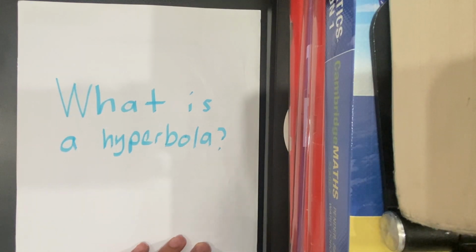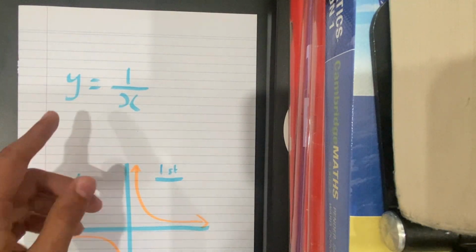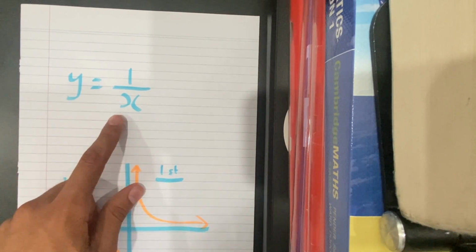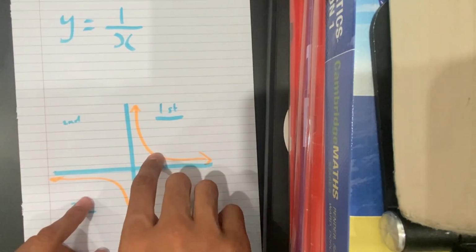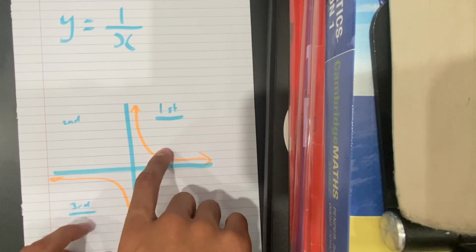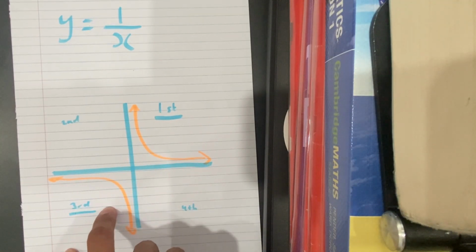So what is a hyperbola? It looks something like this. Y equals 1 on x. It has two branches, one in the first quadrant and one in the third quadrant, where x and y have the same sign.